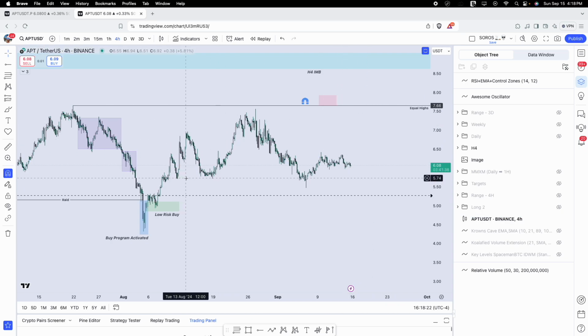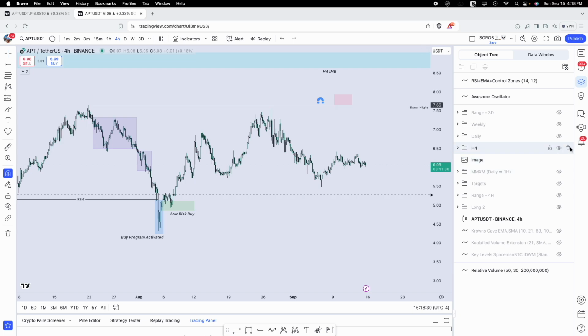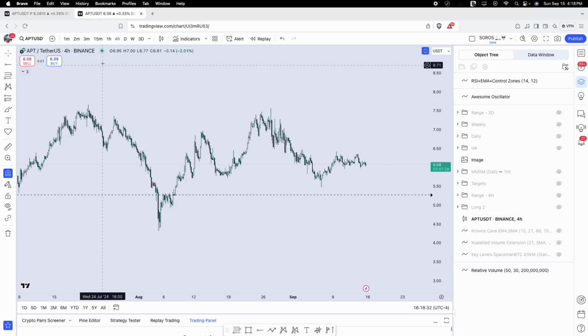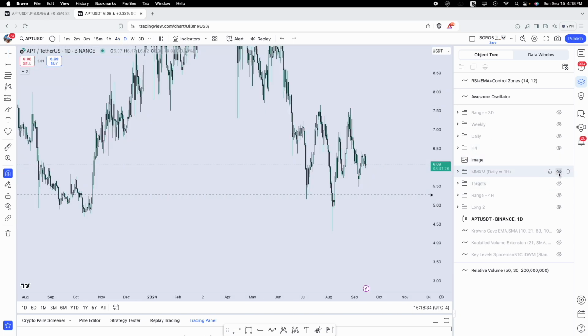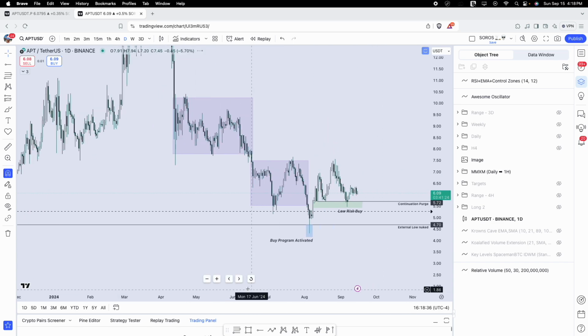So this right here, where these two equal lows got purged, that was your continuation purge, and now you're probably just going to run up to the highs and take these out. So that's your 4-hour. Going back into the daily market maker model that's printing.